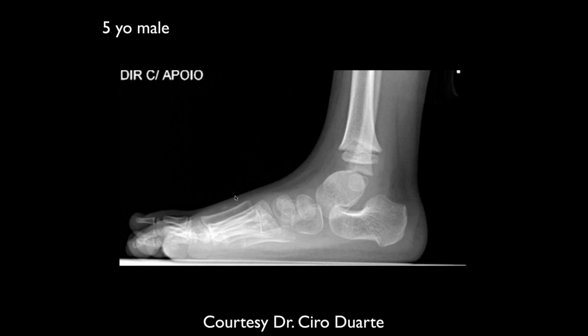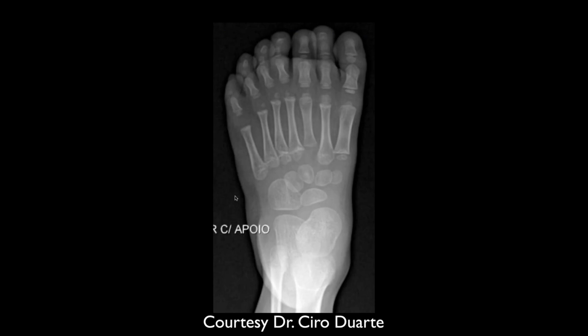This is a 5-year-old male. Looking at this, it looks like a pretty bad pes planus deformity, but the talus looks like it's, oh wow, yeah, polydactyly. Right. It has a lot of metatarsals there. Yeah, a lot of bones.